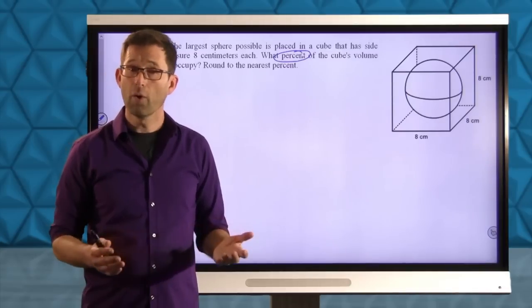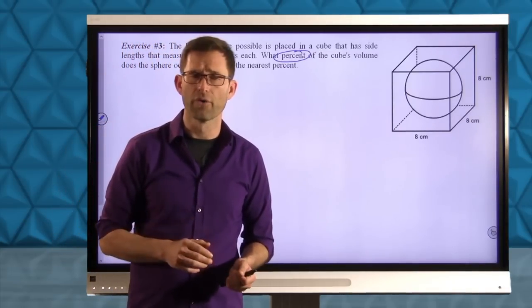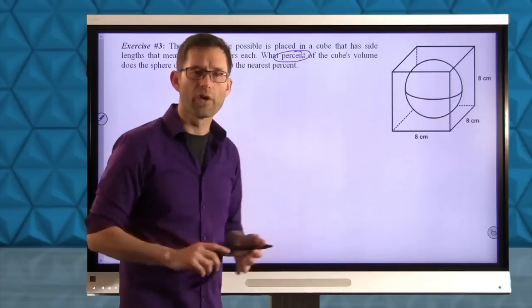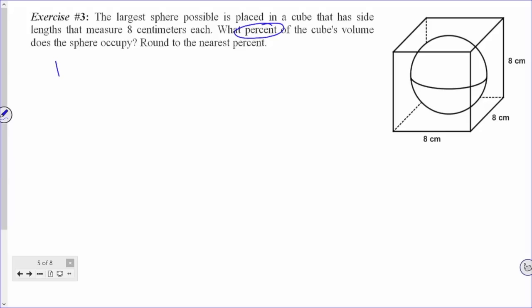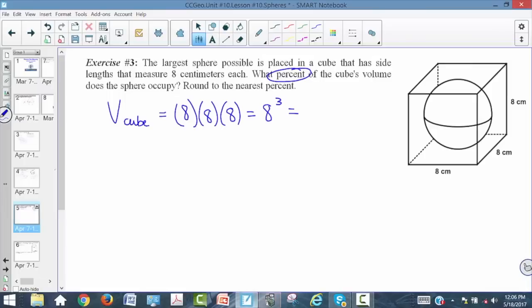All right. Well, I hope you remember how to do percents. It's always part divided by total times 100. The total here is the volume of the cube. So let's figure that out. The volume of the cube is going to be 8 times 8 times 8. No great surprise, it's 8 cubed. All right. Let's go grab that really quick. Let's do 8 cubed and 512. All right.